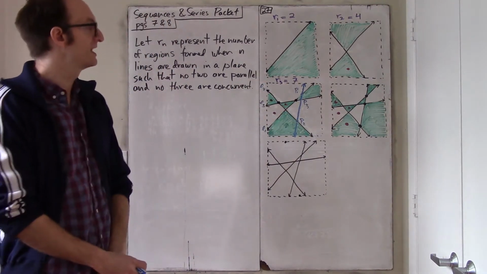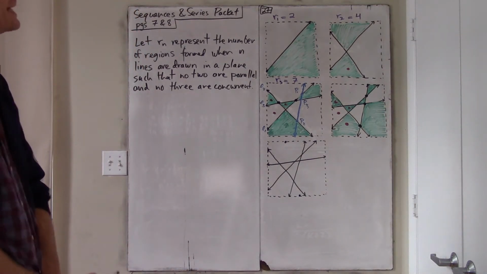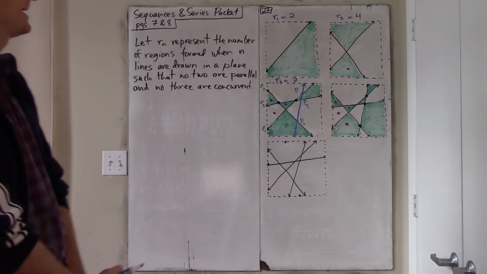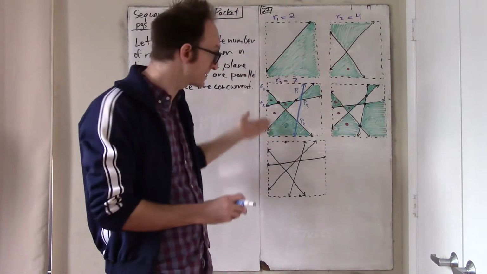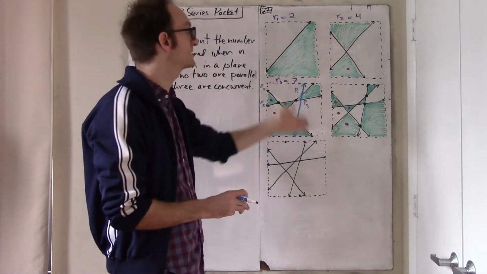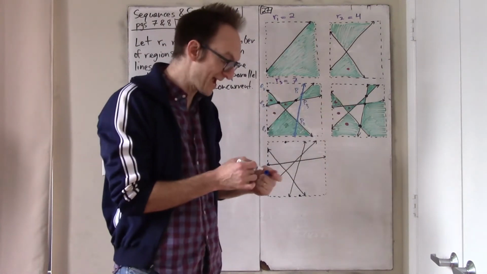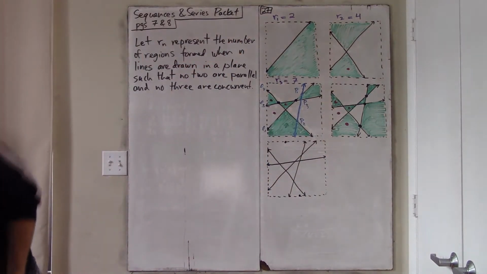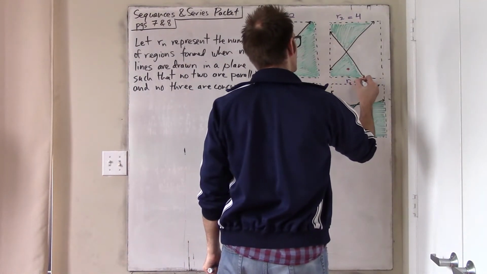Okay, so I guess I've just wasted 5 minutes of your life, but essentially what I need to convince you of is that this blue line cuts through 4 regions, and it certainly just does. Since it cuts through 4 regions, 4 regions are going to get cut in half, and that's why I add 4 regions. So I don't even need to count. I can just tell you right now that R4 is going to be 11.